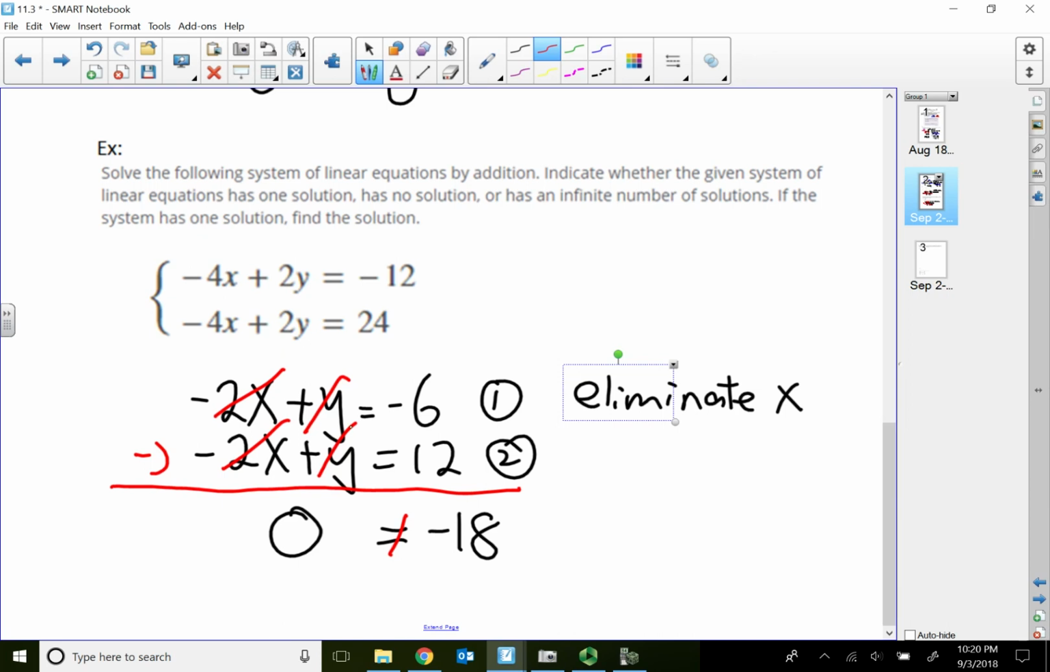Because if I solve for y, the -2x for both equations will go to the right side and become positive 2x. Same slope, but the y-intercepts are different. So that indicates parallel lines, which is no solution.